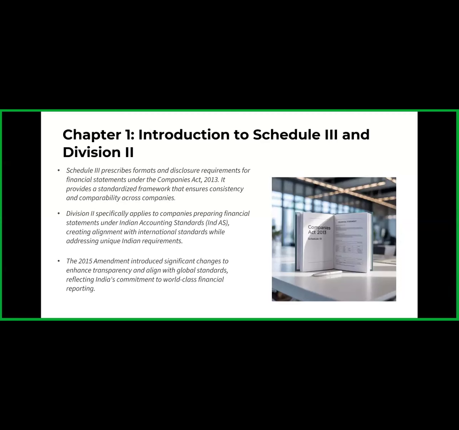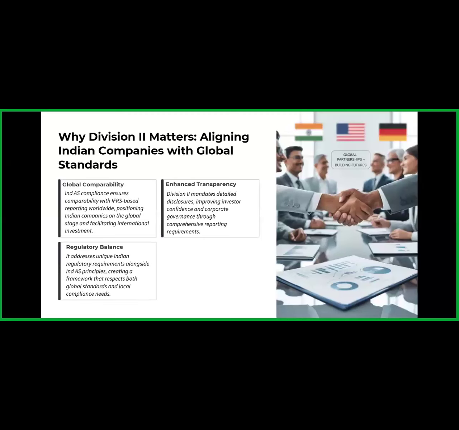Likewise, the government came with amendments in the Companies Act because they want financial reporting aligned with a certain global standard. They want uniform financial reporting and consistency, and that is why the government came with this law. That is why Division 2 matters, aligning Indian companies with the global standard. So why was this amendment needed? Why did the government come with this amendment? Because of the alignment of Indian companies with the global standard.